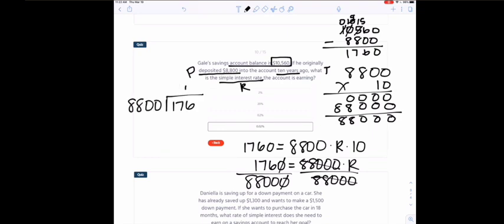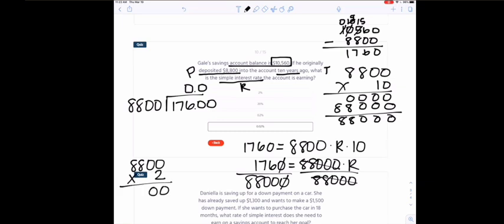How many times does 8,800 go into 176? 0 times. We add a decimal. How many times does 8,800 go into 1,760? Still 0 times. How many times does 8,800 go into 17,600? 2 times. Because 8,000 times 2 is 16,000, and that's pretty close. So let's do 8,800 times 2 to see what we get.